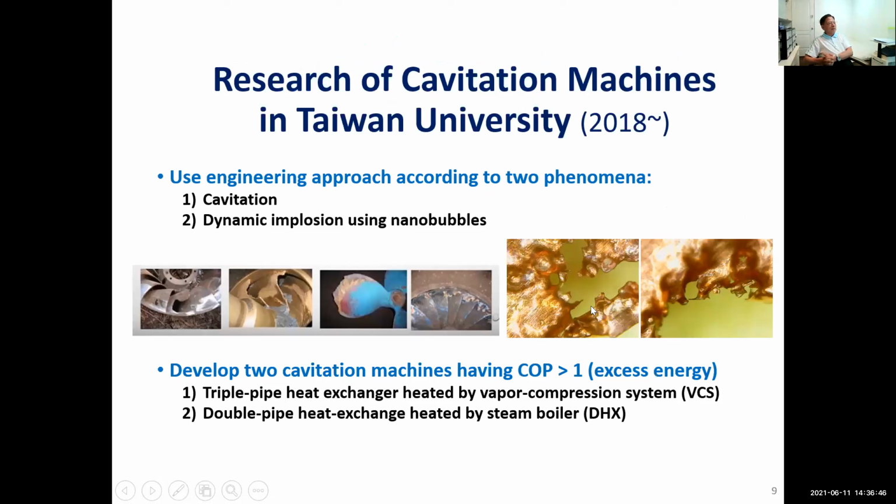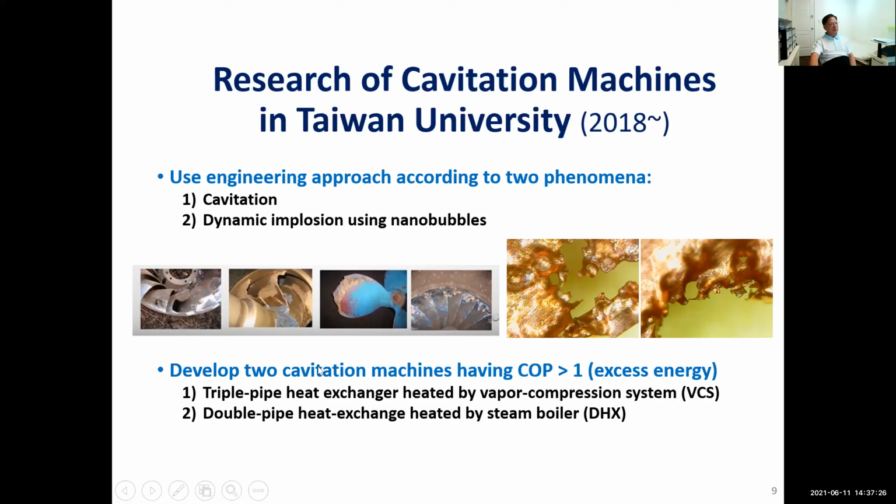So in the following, I'm going to introduce the research on cavitation machines we did at Taiwan University since the year 2018. Because we are engineering people, we use an engineering approach according to the phenomena we observe. The first one is cavitation power, as I mentioned. And then the dynamic implosion during cavitation with nano bubbles is also the key issue in such phenomena.